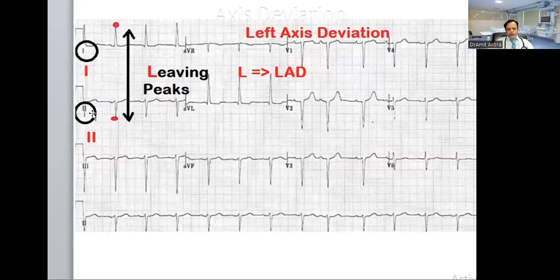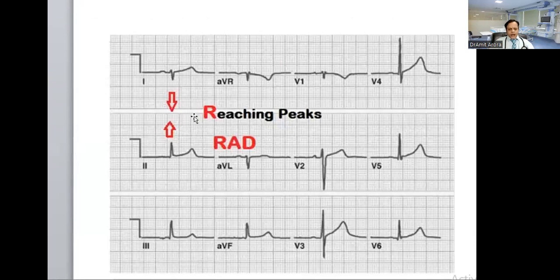If you see in lead 1 and 2, remember 1 and 2, you can check the peaks are leaving. Look at this R wave. It is going upward. This is going downward. So the peaks are leaving. L for leaving, L for LAD, left axis deviation. Just for remembrance and guesstimating, you can remember it like this. Okay. So in RAD or right axis deviation, these peaks are reaching each other in lead 1 and 2. You can see here. So R for reaching, R for right axis deviation.